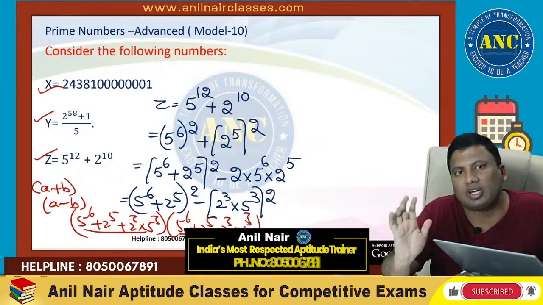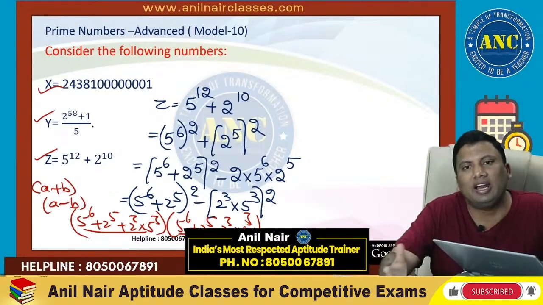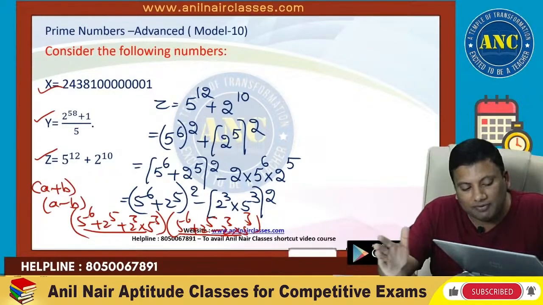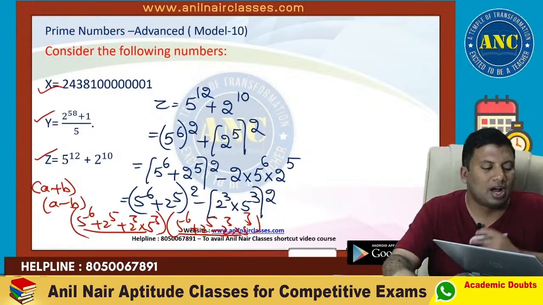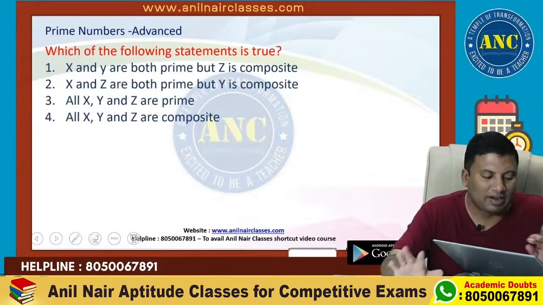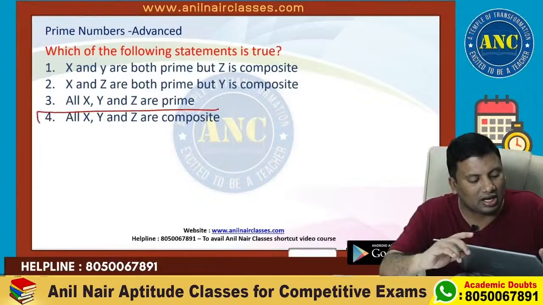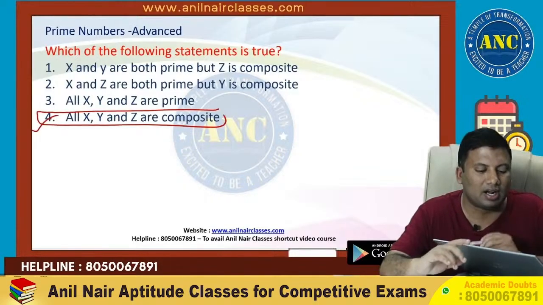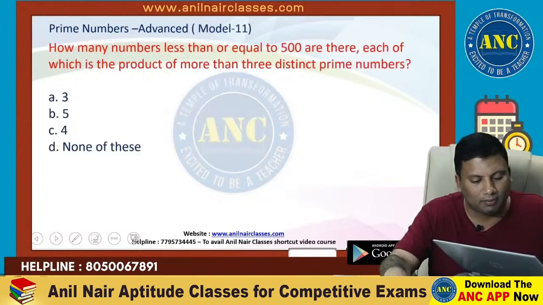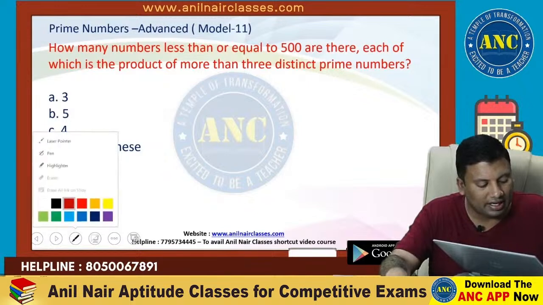to go through 237 layers, and every layer it has to fail. If all of them fail, then the number is a composite number. I hope we finish off the entire prime numbers topic today. All of X, Y, Z are composite. We are at model number 10. I hope the idea is clear.